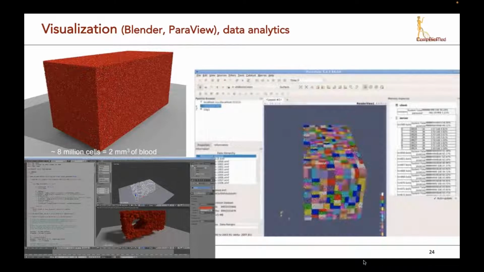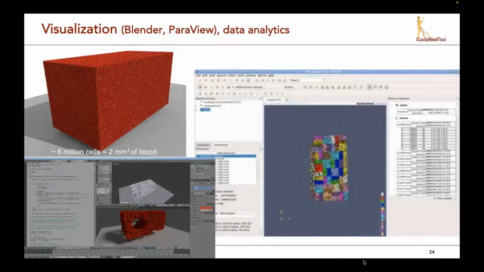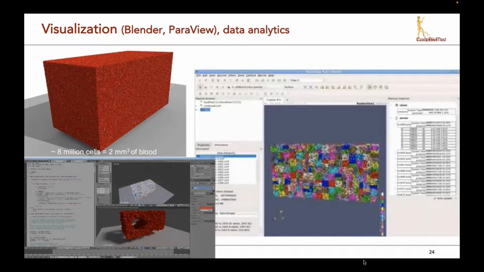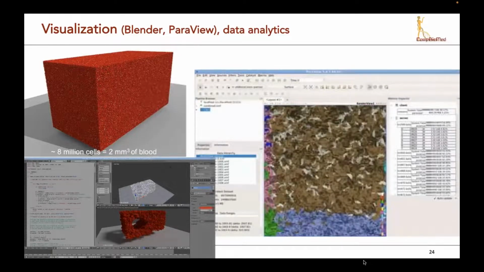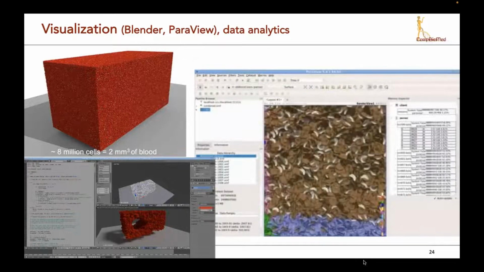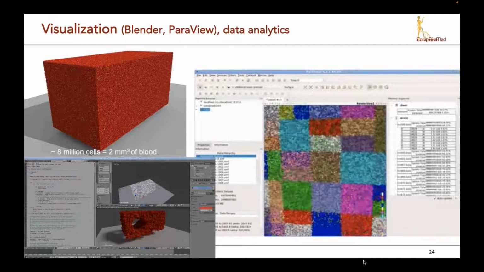What you can see in the right side video is a parallel visualization session of a large-scale simulation of red blood cells, where again, every single colored block is a different core. So in order just to visualize this data set, we had to use 128 different nodes. This really is a large-scale simulation.